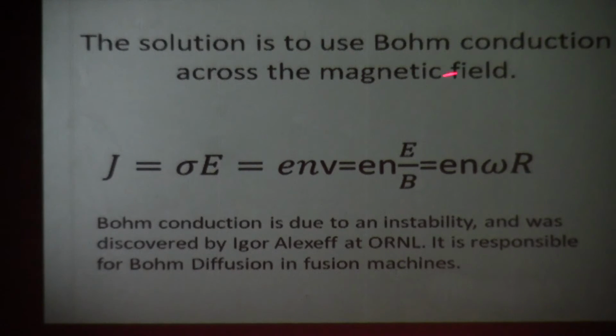The solution is to use Bohm conduction across the magnetic field. Now, David Bohm was a very interesting scientist who worked at Oak Ridge National Laboratory. And he discovered what they call Bohm diffusion. And Bohm diffusion was a funny thing. You made a fusion machine, you trap the plasma in a magnetic field, and it goes pouring across the magnetic field. And it went by a number called Bohm diffusion. Bohm never said where his mathematics came from. And he finally ended up dying in England.